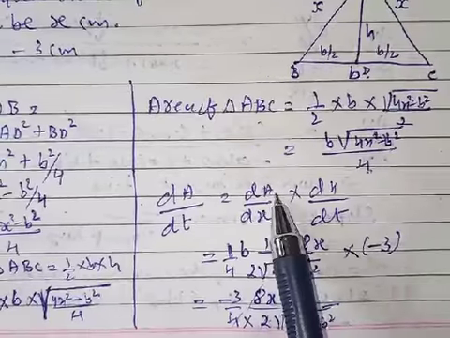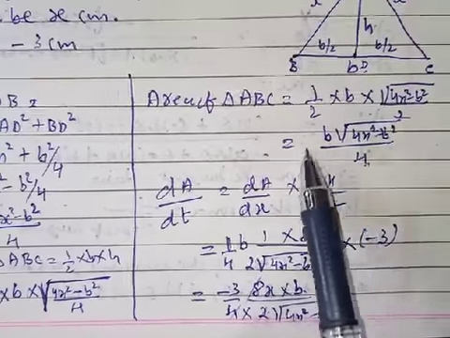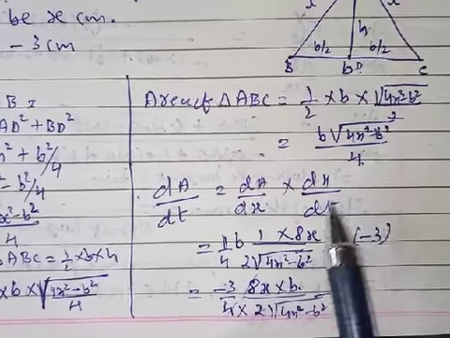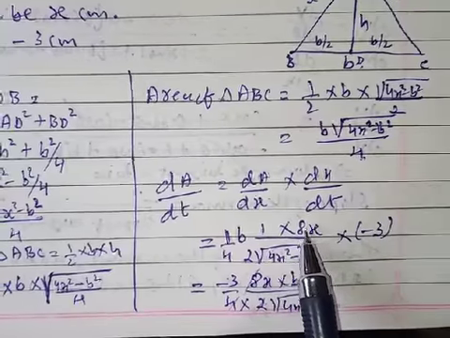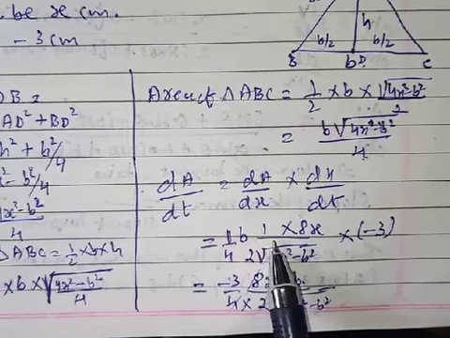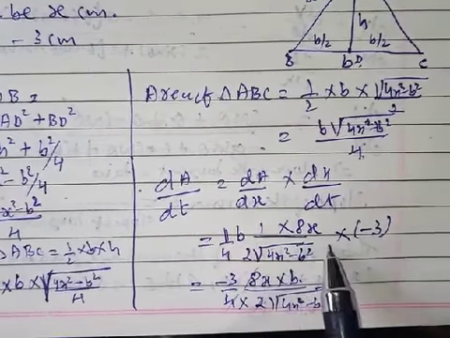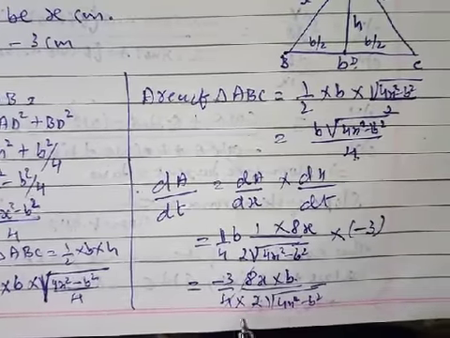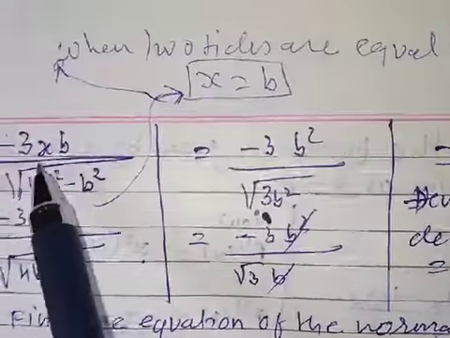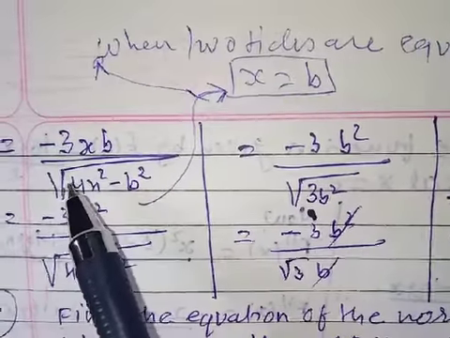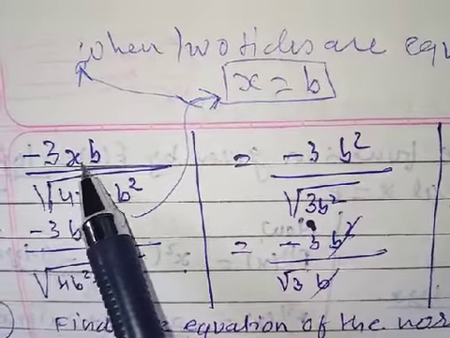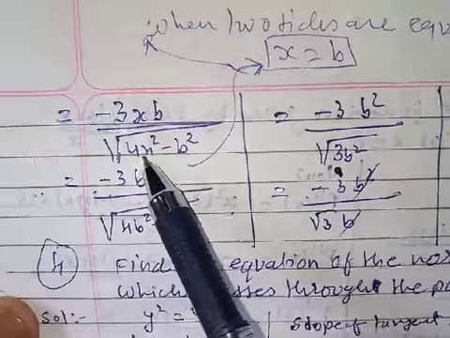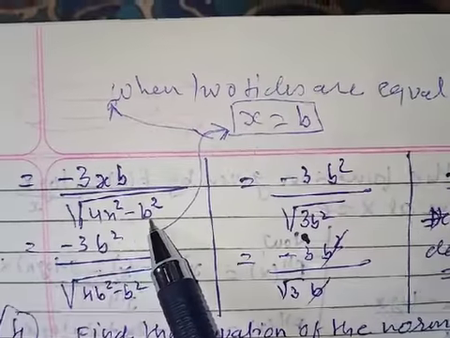So we have to take dx by dt. With respect to x we have to take the derivative, and b as a constant. If you take the derivative with respect to the power, you will get this value, and dx by dt is minus 3. If you simplify it, you get the final value: minus 3xb over root of 4x square minus b square.